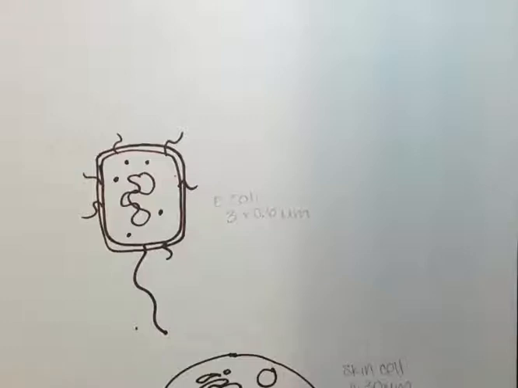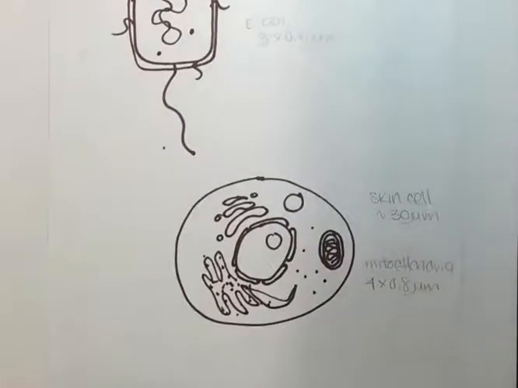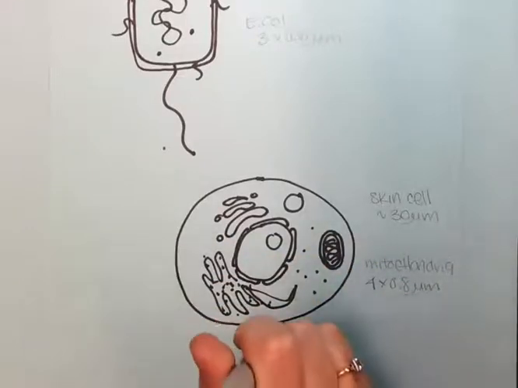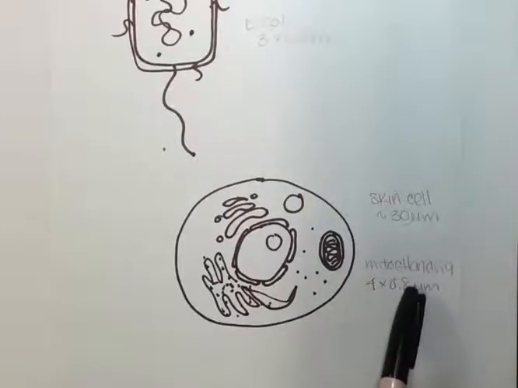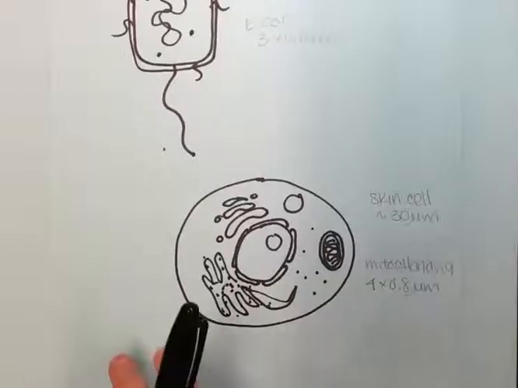So one of the things that you need to be able to calculate is the magnification of an image. So here I've drawn my E. coli and I've also drawn my animal cell. You should have the drawings that you've made as well. And we're going to practice calculating magnification of these images using some data I got from that interactive that you guys worked with earlier this week.